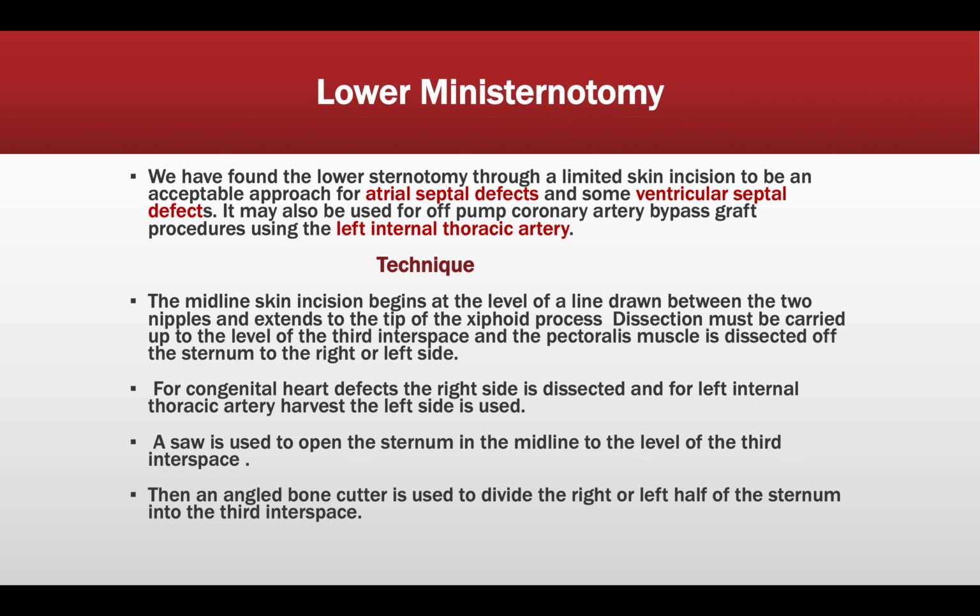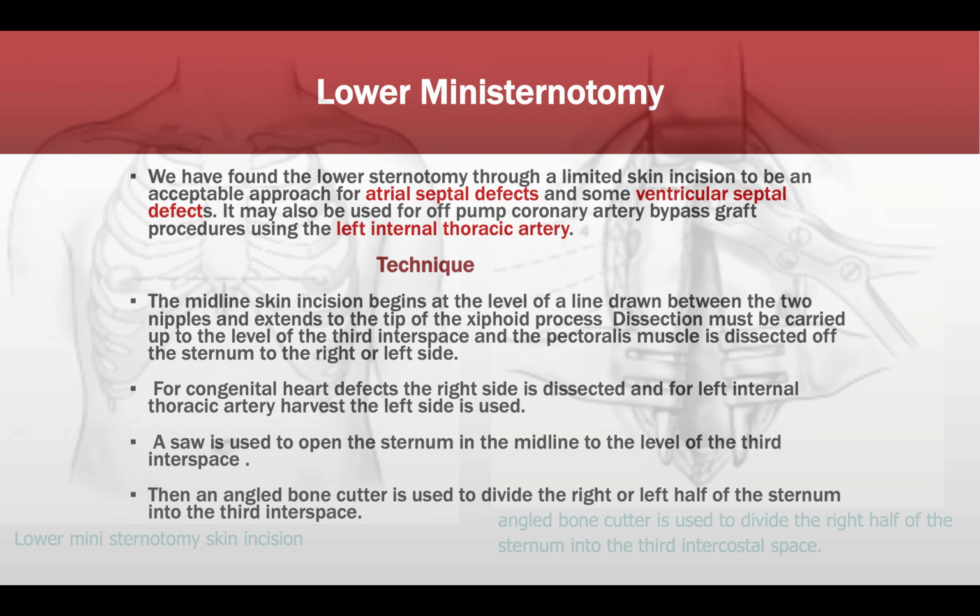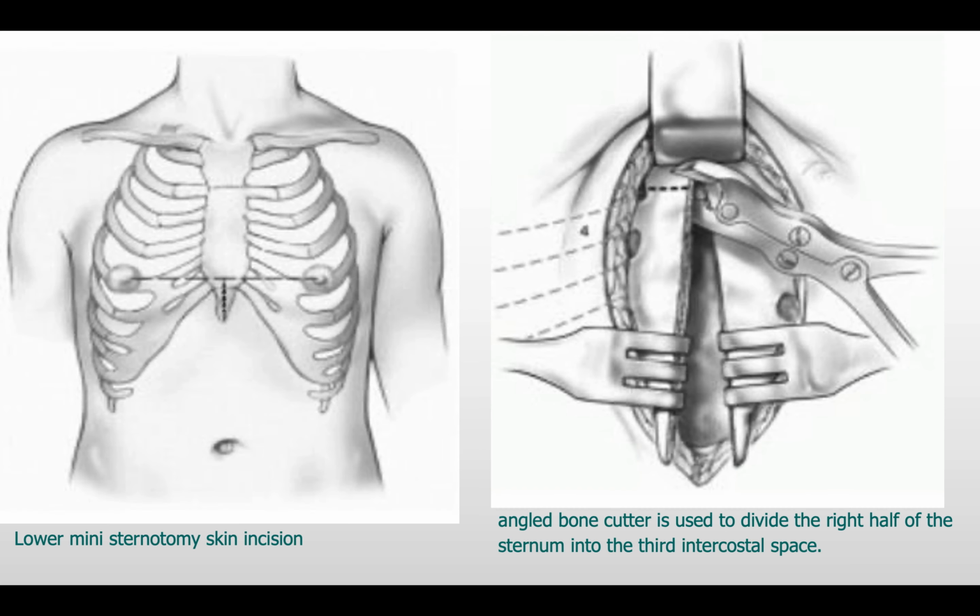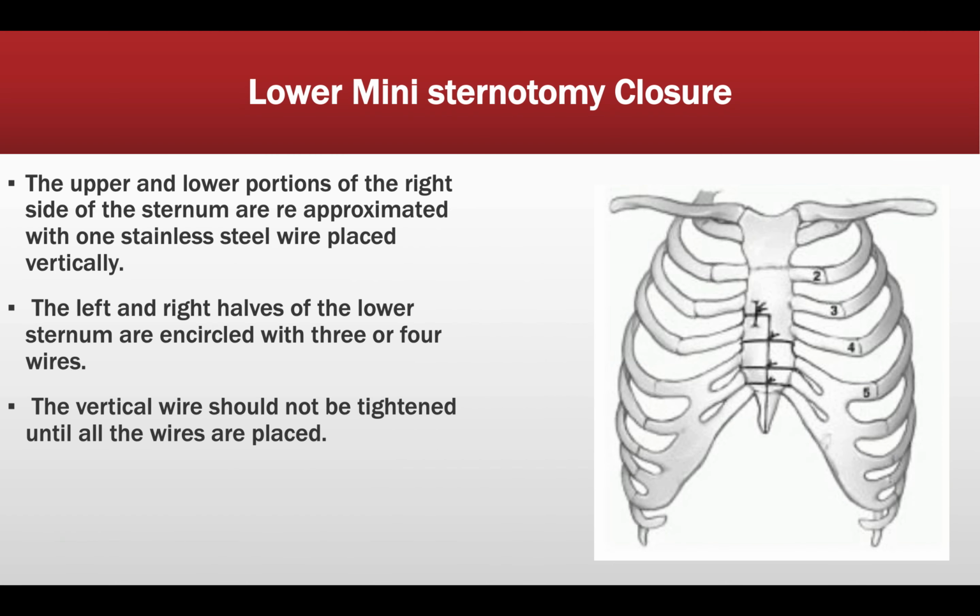third interspace. Then an angle bone cutter is used to divide the right or left half of the sternum into the third interspaces. ये आप देख सकते हैं. So the lower mini sternotomy skin incision आप देख सकते हैं, where an angle bone cutter is used to divide the right half of the sternum into the third intercostal space.